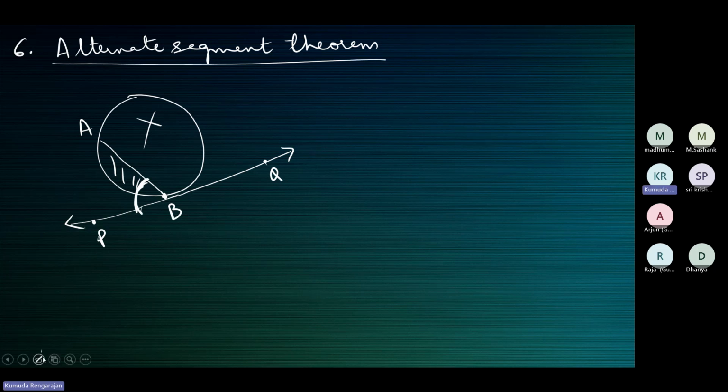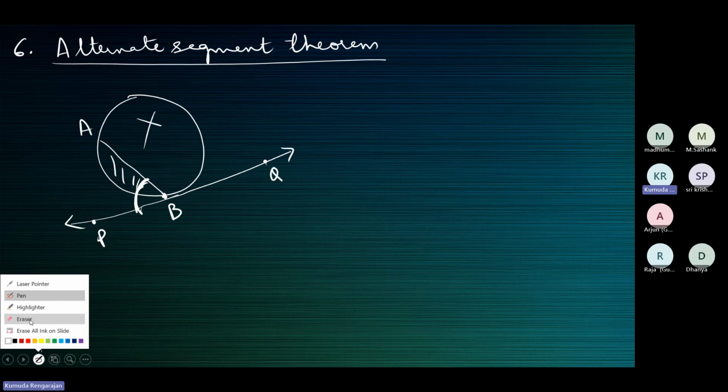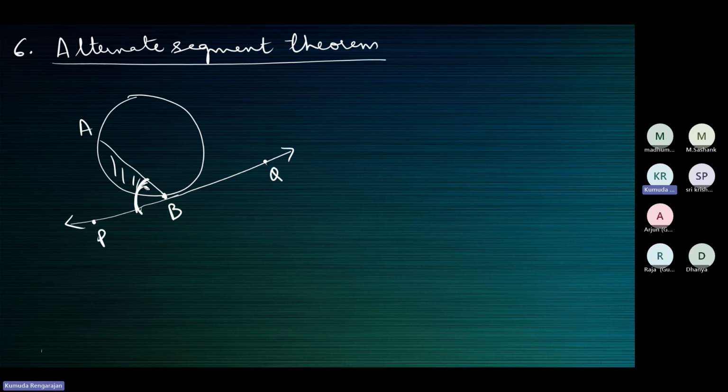Now let's find the angle subtended by the chord in the alternate segment. This is the alternate segment because the angle here passes through this segment, so the other segment is the alternate segment. Take any point on the circumference in the alternate segment, any point. So this one.